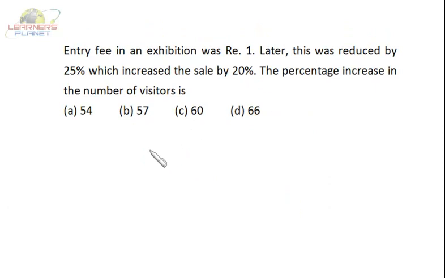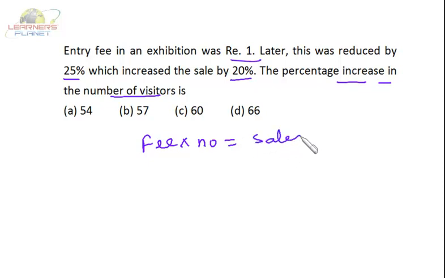Now in this question, the entry fee in an exhibition was ₹1. Later this was reduced by 25%, which increased the sales by 20%. We have to find out the percentage increase in the number of visitors. There are two variables, that is the entry fee and the number of visitors. So fee into number of visitors is equal to total sales.